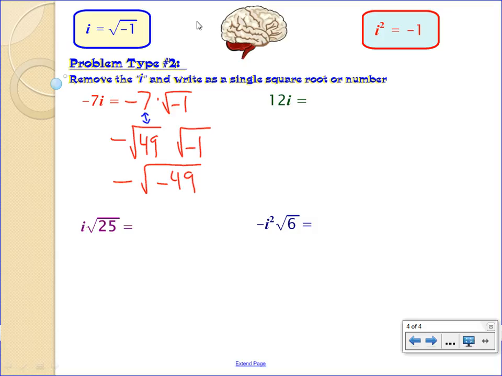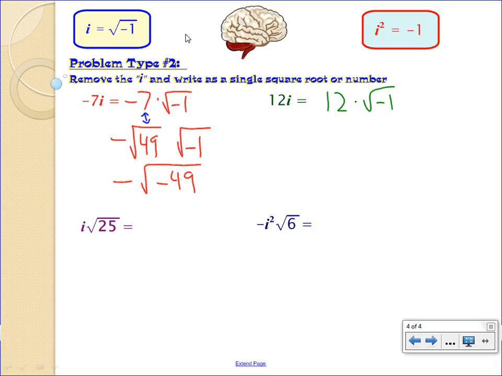I don't like i too much, but I know what it's equal to, so I can always replace it. So we'll replace that i again with the square root of -1. So this is going to be 12 times the square root of -1. So now I've got the i out of there.